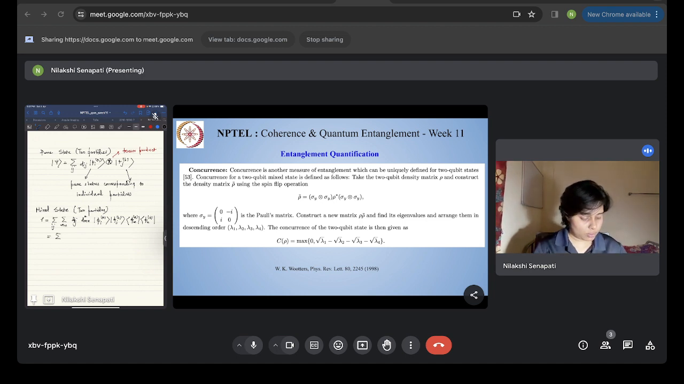This is equal to Σ_i p_i |ψ_i⟩⟨ψ_i|. If the above sum contains only one term, then the two particle state is a pure state. If the state contains more than one term, then the state is mixed and hence partially coherent.